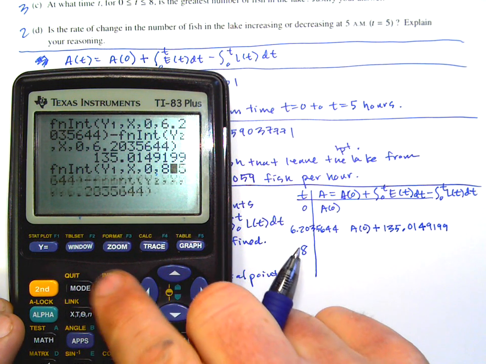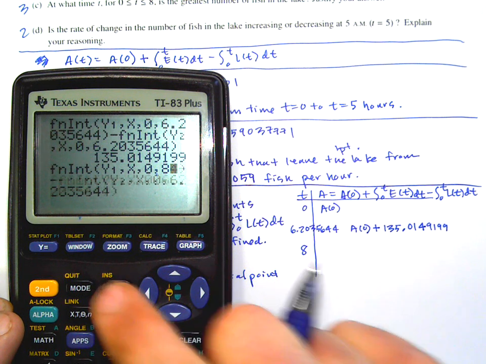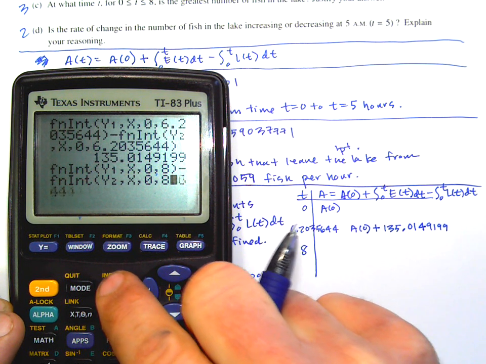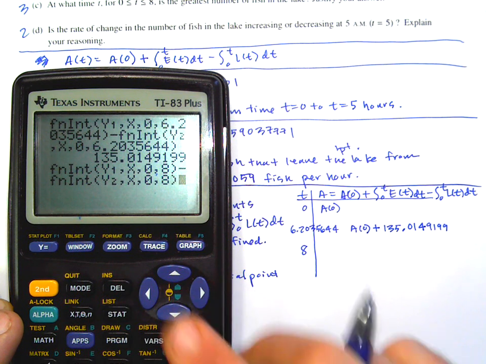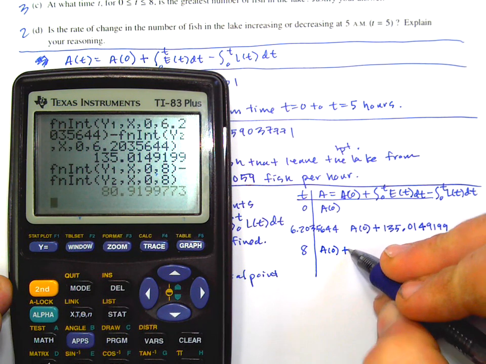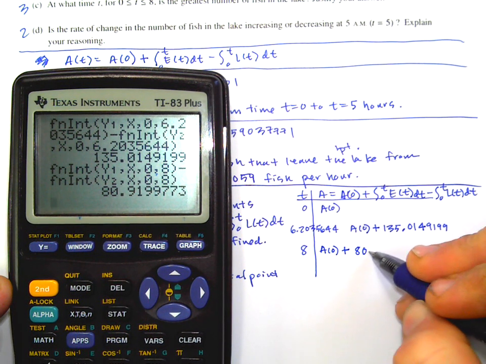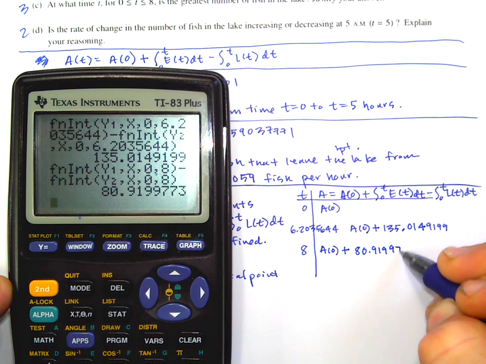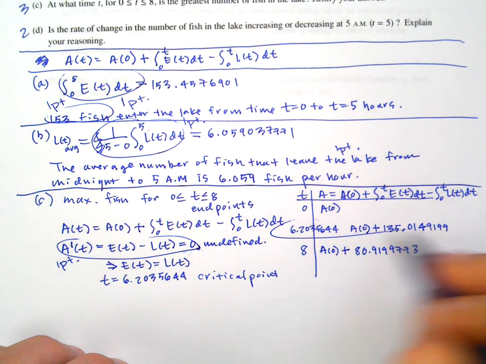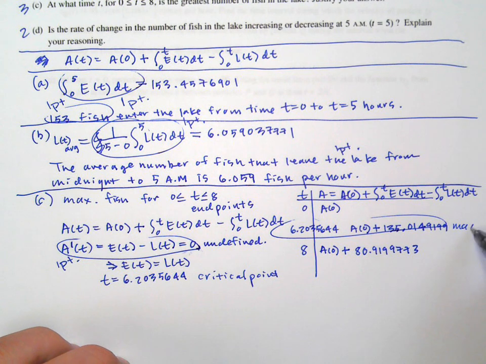Okay, we're going to do it again and plug 8 in for the second limit. Delete the old value, 8 here. Okay. Enter. So this one's going to be A0 plus 80.919973. Okay, so we're looking for the max. This is the max, even if we don't know exactly what it is.